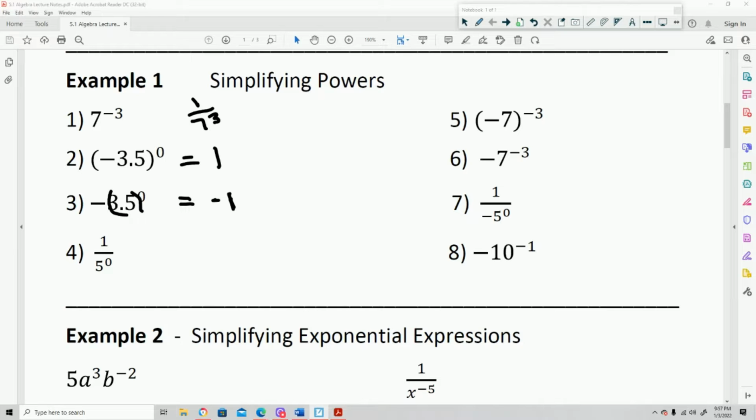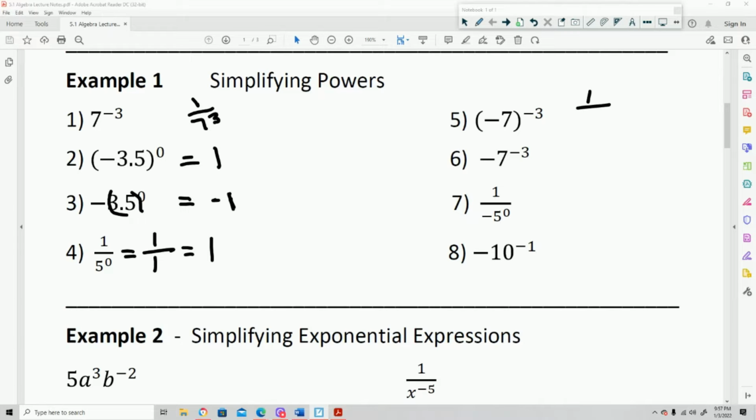Okay? 1 over 5 to the 0 is really equal to 1 over 1, and that equals 1. And that writing was a lot better. Okay, here again we have the parentheses. So we're basically taking the whole thing and moving it to the bottom. Everything in the parentheses, the negative tells us to move it to the bottom.